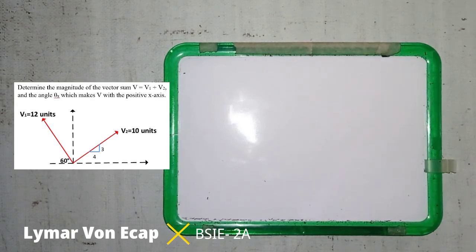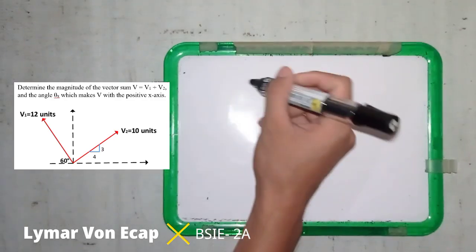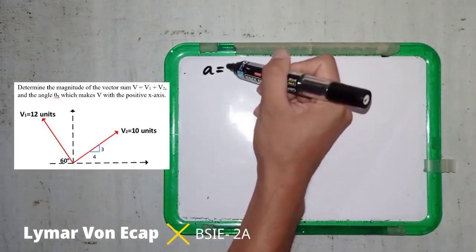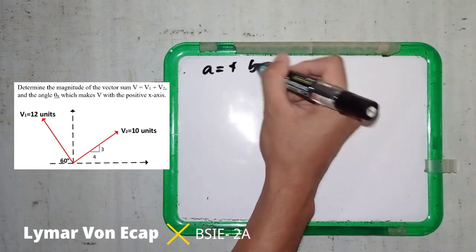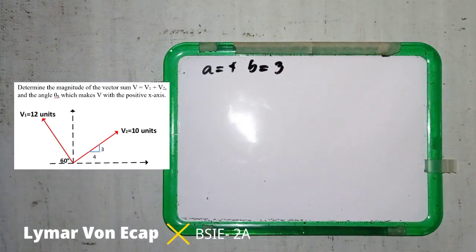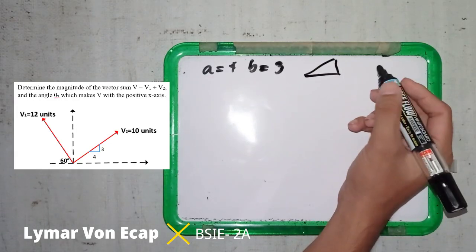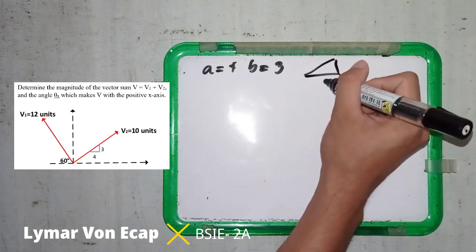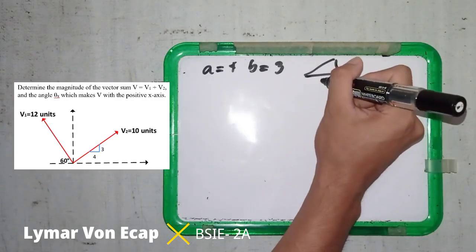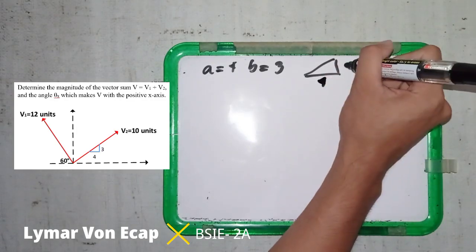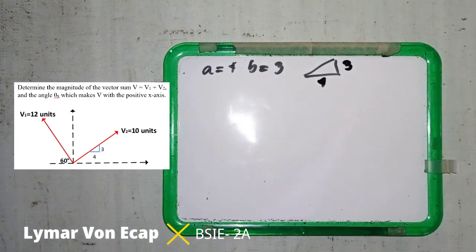We have a given graph or free body diagram flashing now on your screen, and let A be 4 units and B be 3 units. It is located here, forming the triangle part of vector 2: 4 run and 3 units rise.